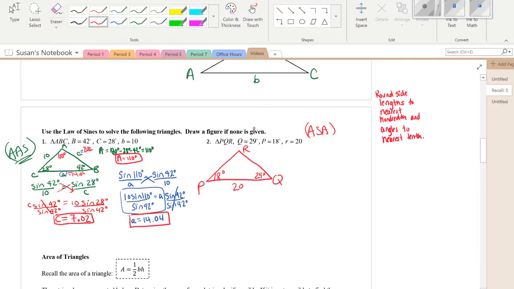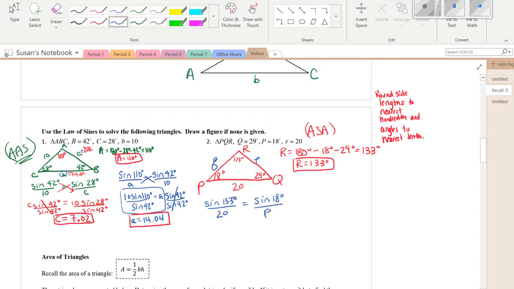We can quickly solve for R because R is equal to 180 minus 18 minus 29, which gives us 133 degrees. And now we can use the law of sines. So the sine of 133 degrees over 20 is equal to, across from P would be little p, across from Q would be little q. So we'll solve for P first. The sine of 18 degrees over P.